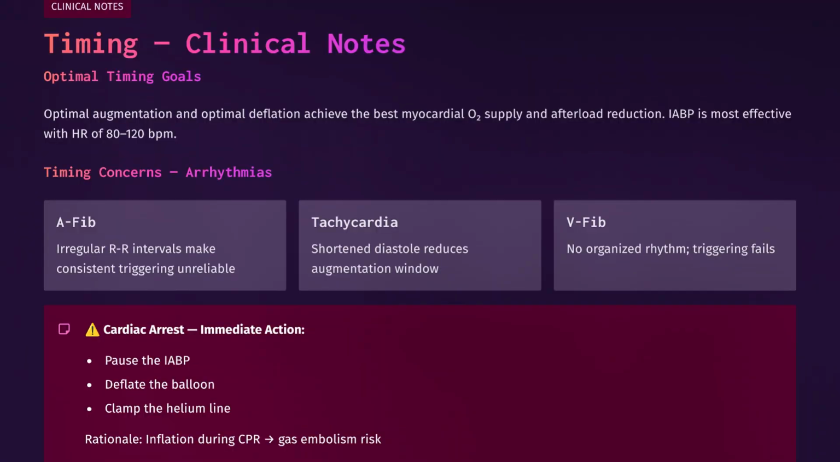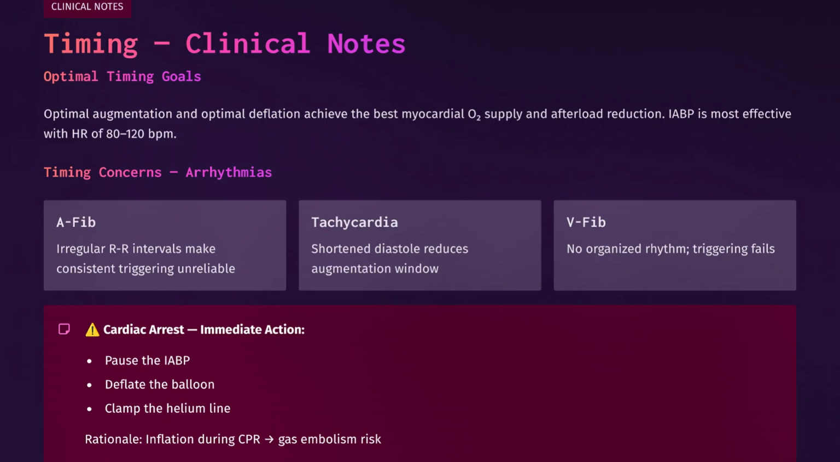The trap here is timing. If your console is miscalibrated and the balloon inflates during systole, the left ventricle tries to eject blood against a fully inflated balloon. You are pumping against a brick wall. That spikes oxygen demand and can blow out the ventricle.